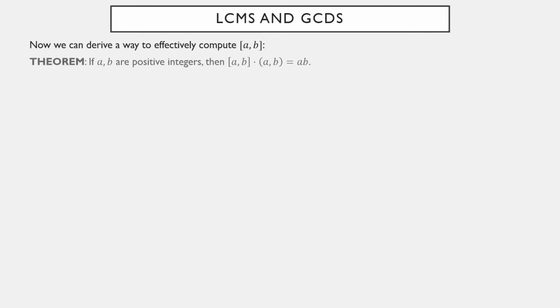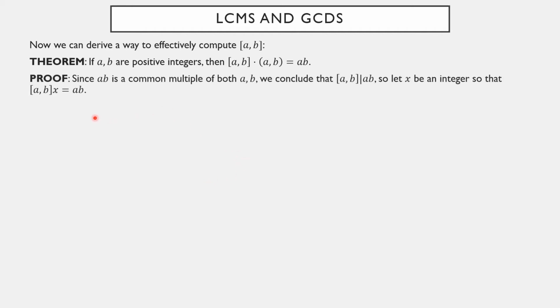We're now going to relate the notion of least common multiples and greatest common divisors to one another. Specifically, we're working towards an effective way of computing least common multiples. It's the following theorem. If A and B are both positive integers, then the least common multiple times the greatest common divisor is just the product A times B. Notice if either one of the two numbers is 0, then the LCM doesn't exist. So in order for this formula to make any sense, for the LCM to exist, they both have to be non-zero, and we're just going to use positive integers.